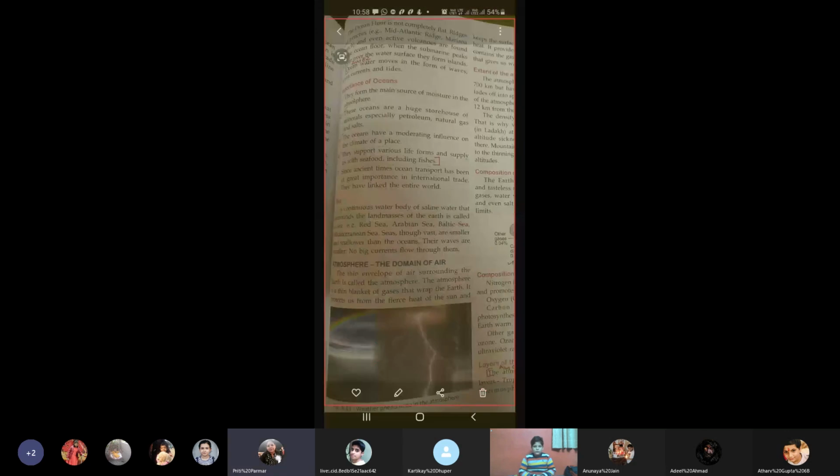Then third, the oceans have a moderating influence on the climate of a place. Now, obviously, it helps in temperature modulation. The climate of a place changes when an ocean body is present next to it. Now, if you visit South India, you know that the Indian Ocean is there. If you visit, say, Goa, you see the number of beaches. So the climate there is quite different from the climate of Lucknow. So they are basically also modulating the temperature and climate of a place.